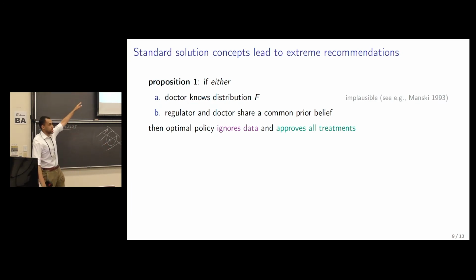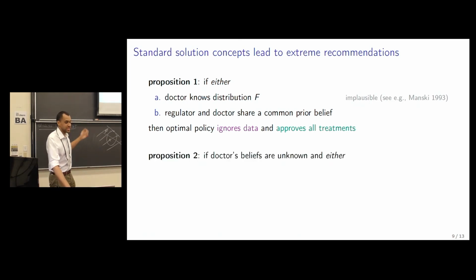Now, of course, the idea that the doctor knows the true distribution, or that the regulator and the doctor share the same beliefs in a setting with a lot of uncertainty, like medicine, seems like a very strong assumption. Particularly if the doctor knew the true distribution, why run a clinical trial? Which is basically what this is saying.